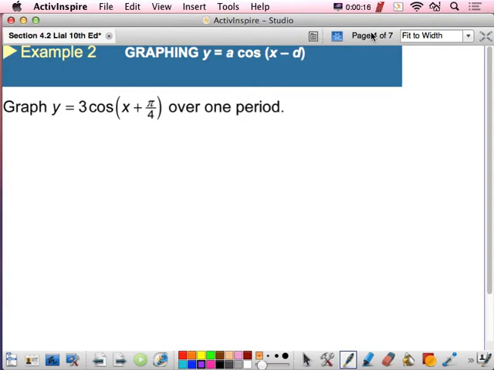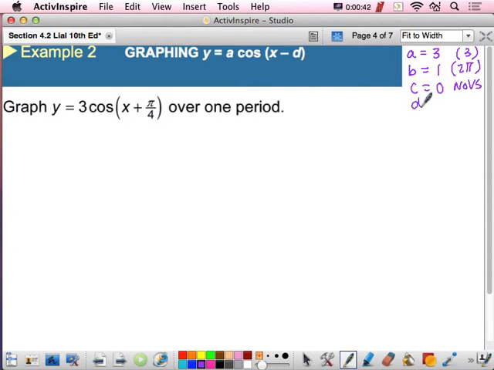So I know that the a value in this case is 3, and that means that my amplitude is 3. The b value is still 1, so my period is 2 pi over 1. The c value is still 0. We still haven't done one yet that has a vertical shift. So c is 0, we have no vertical shift.